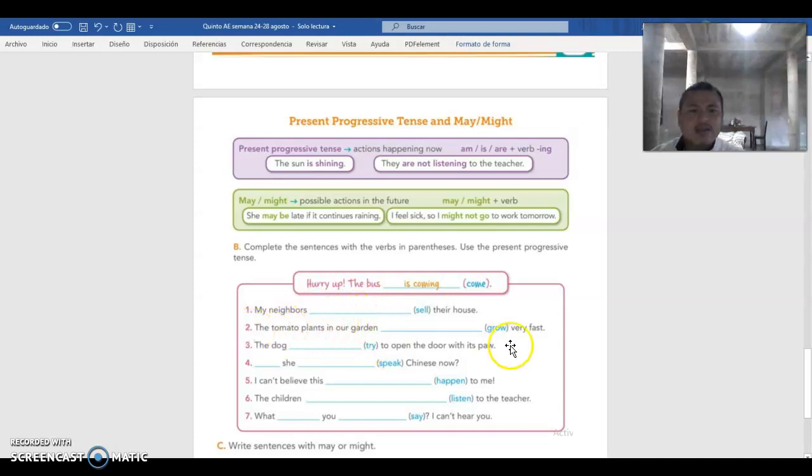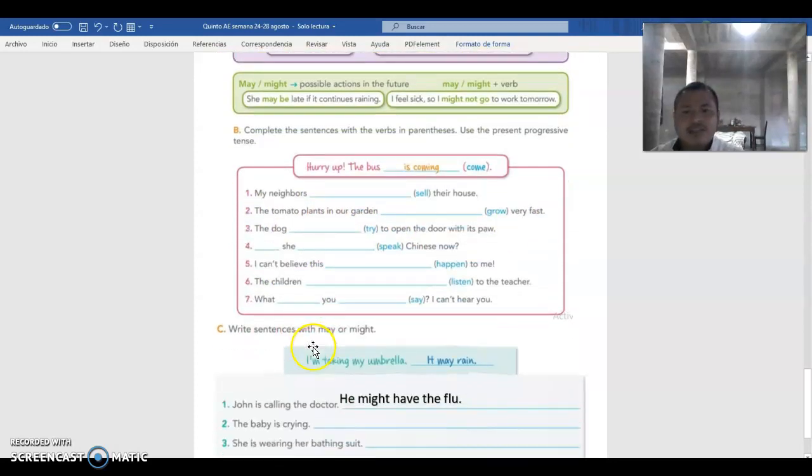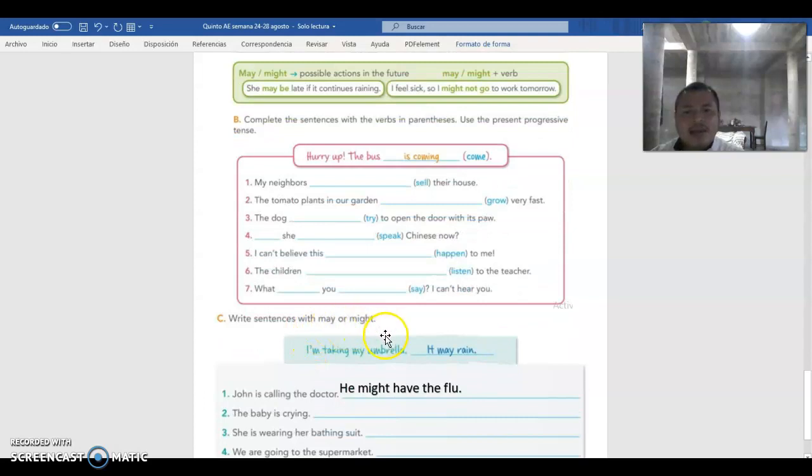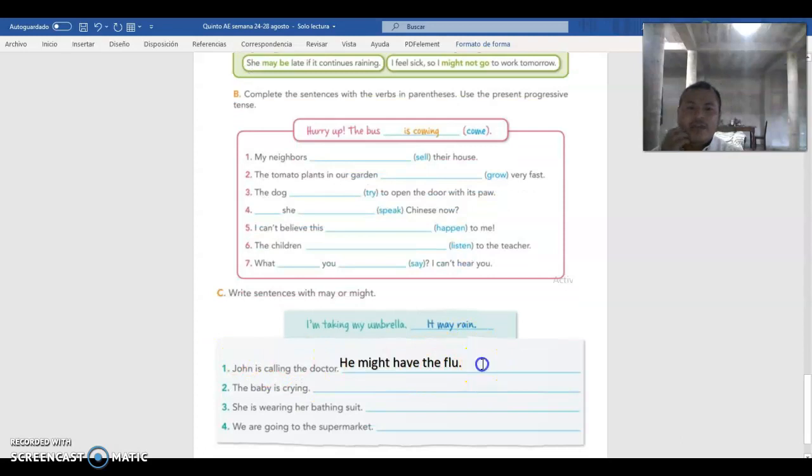Okay, so right here. And you need to do the rest, and also you need to write sentences with may or might. Okay, I am taking my umbrella in case it rains. Okay, no, I gave you the extra example right here. It says John is calling the doctor. He might have the flu. So the baby is crying. The baby is crying. Why is he crying? He might be hungry. Oh, she is wearing her bathing suit. So why? She might want to take a shower, for example.